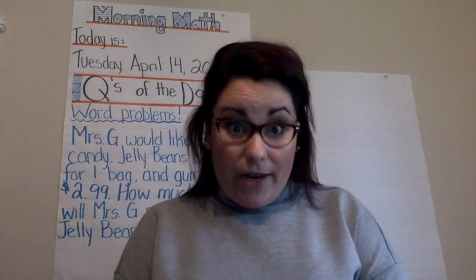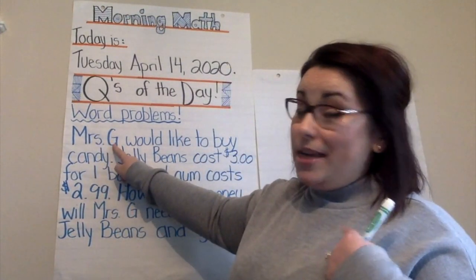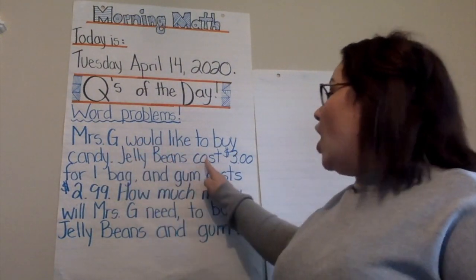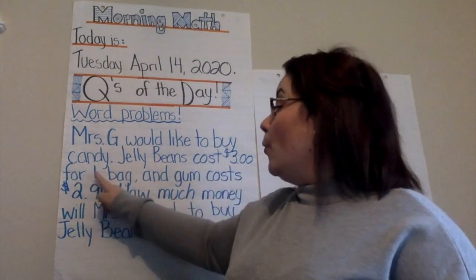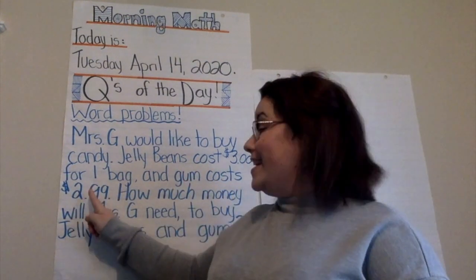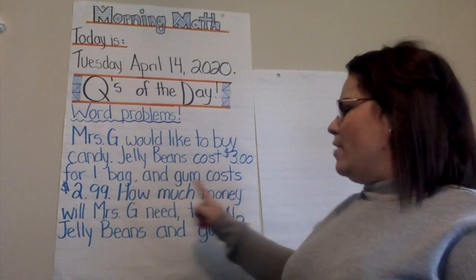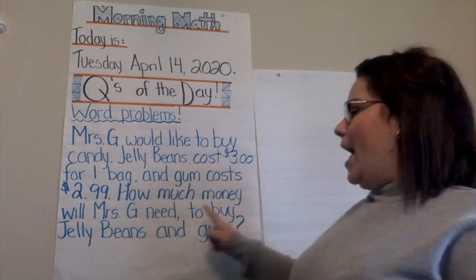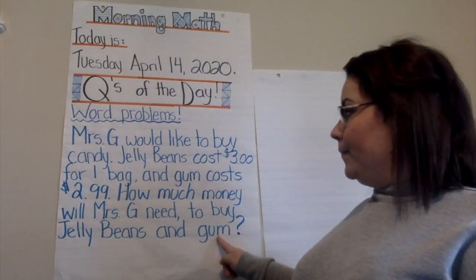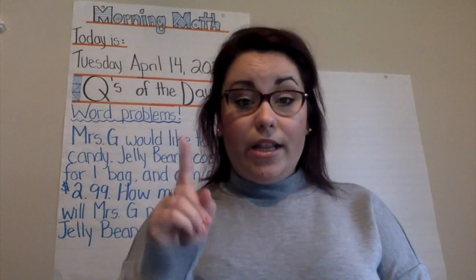First things first, we read the question. Here we go. Mrs. G, that's me, would like to buy candy. Jelly beans cost $3 for one bag, and gum costs $2.99. How much money will Mrs. G need to buy jelly beans and gum? So that's step one. Step one for word problems, we read the question.